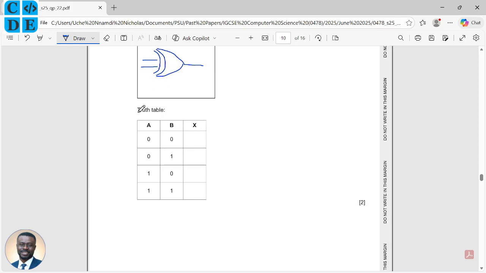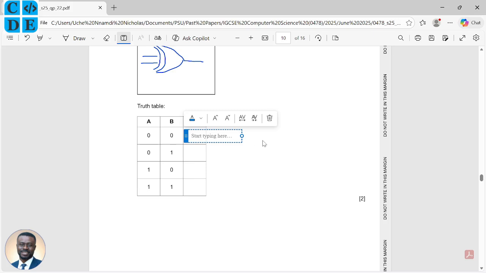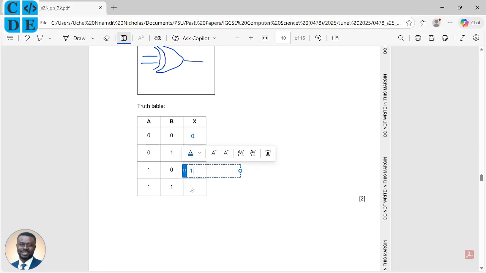So here we need to complete the truth table for the exclusive OR gate with two inputs. This is how I simply look at it for quick understanding. I check if both inputs are the same value, I'll put 0. If they are not the same value, I'll put 1.